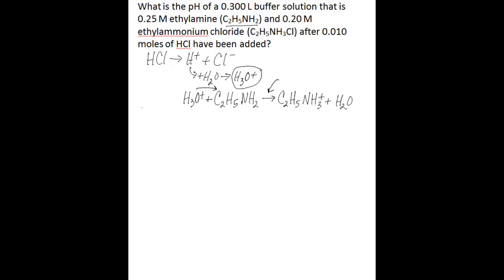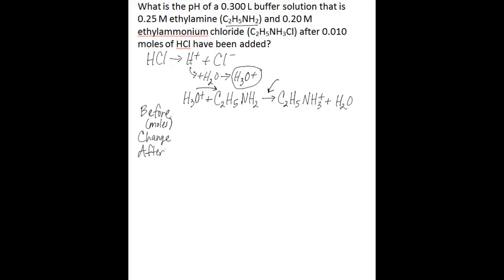So in this table, we have one row designated as before, so these are the moles of each of the species present before the neutralization reaction occurs. We have the change in moles of each of the species present due to the neutralization reaction, and then we have the moles for each of the species present after the neutralization reaction is completed.